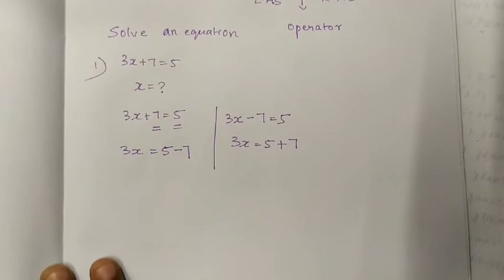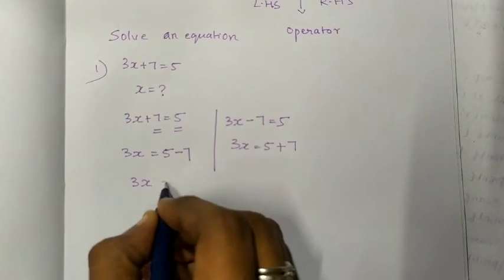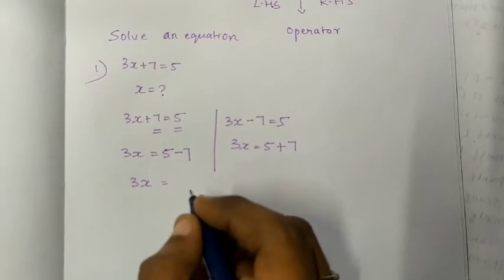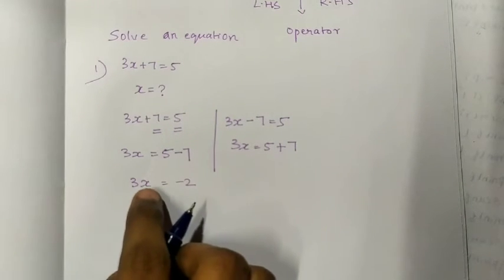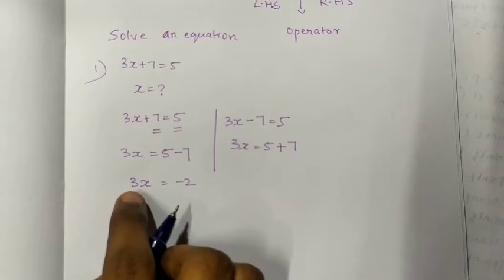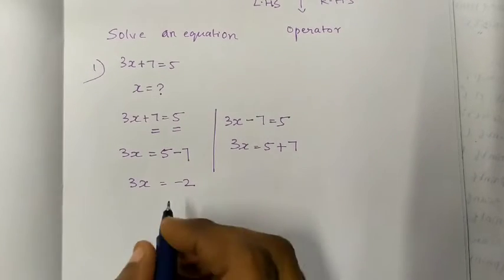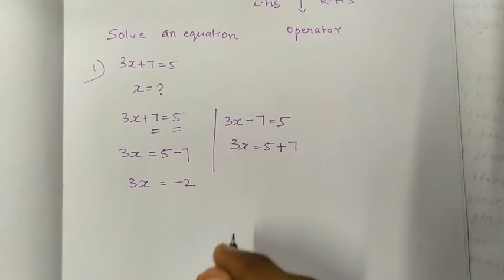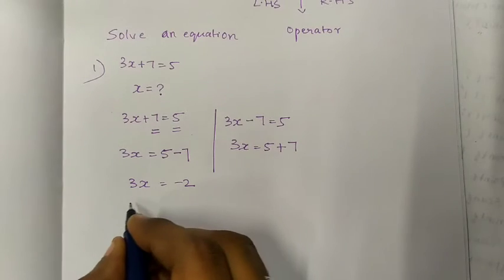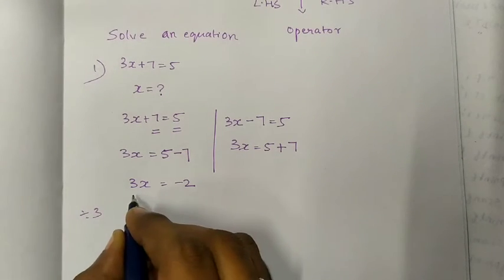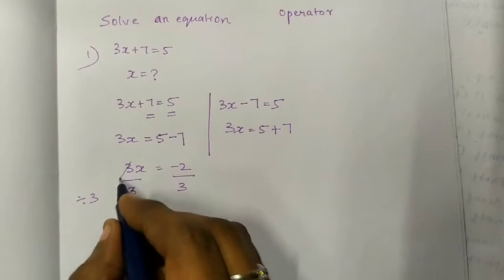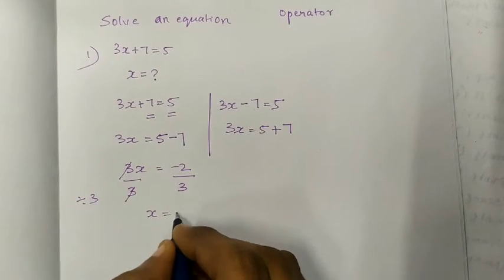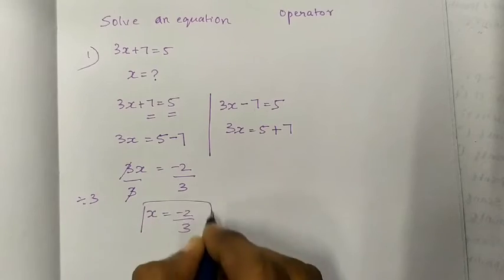Okay, here 3x is equal to 5 minus 7, which is minus 2. Then I need to find the value of x. So I am bringing 3 here. For that I can do it in two methods. I can divide by 3 on both sides. So divided by 3, here 3 will get cancelled. Therefore x is equal to minus 2 by 3.